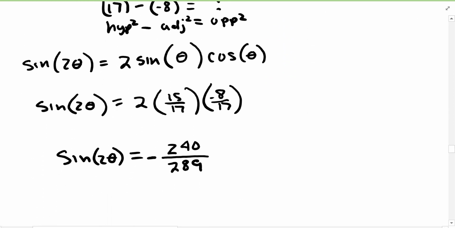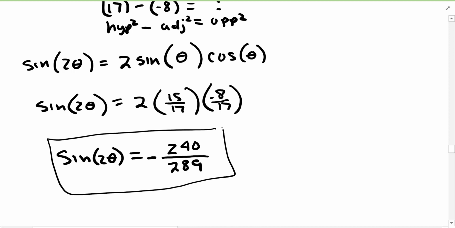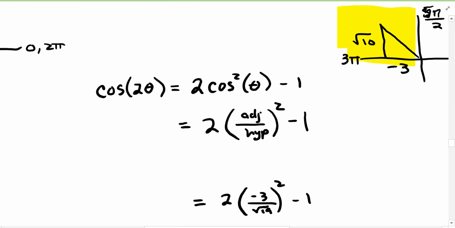And now you're just going to multiply that out. So it ends up simplifying. So 17 times 17 is 289. 2 times -8 is -16 times positive 15, or in your calculator, 2 times 15 times -8 is -240. So the sine of 2 theta is equal to -240 over positive 289.